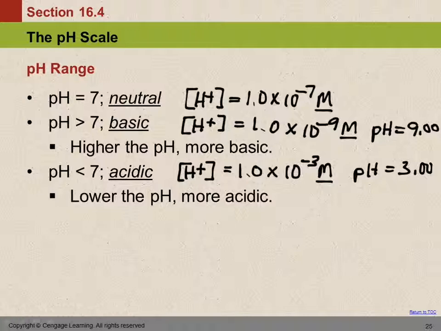So pH lower than 7, acidic solution. And that's something I want you to be able to do on an exam. If I tell you, oh, this has a pH of 8.5, is it acidic or basic? It's basic. If the pH is 1, acidic or basic? Acidic. Okay, so 7 is neutral, higher is basic, lower is acidic.